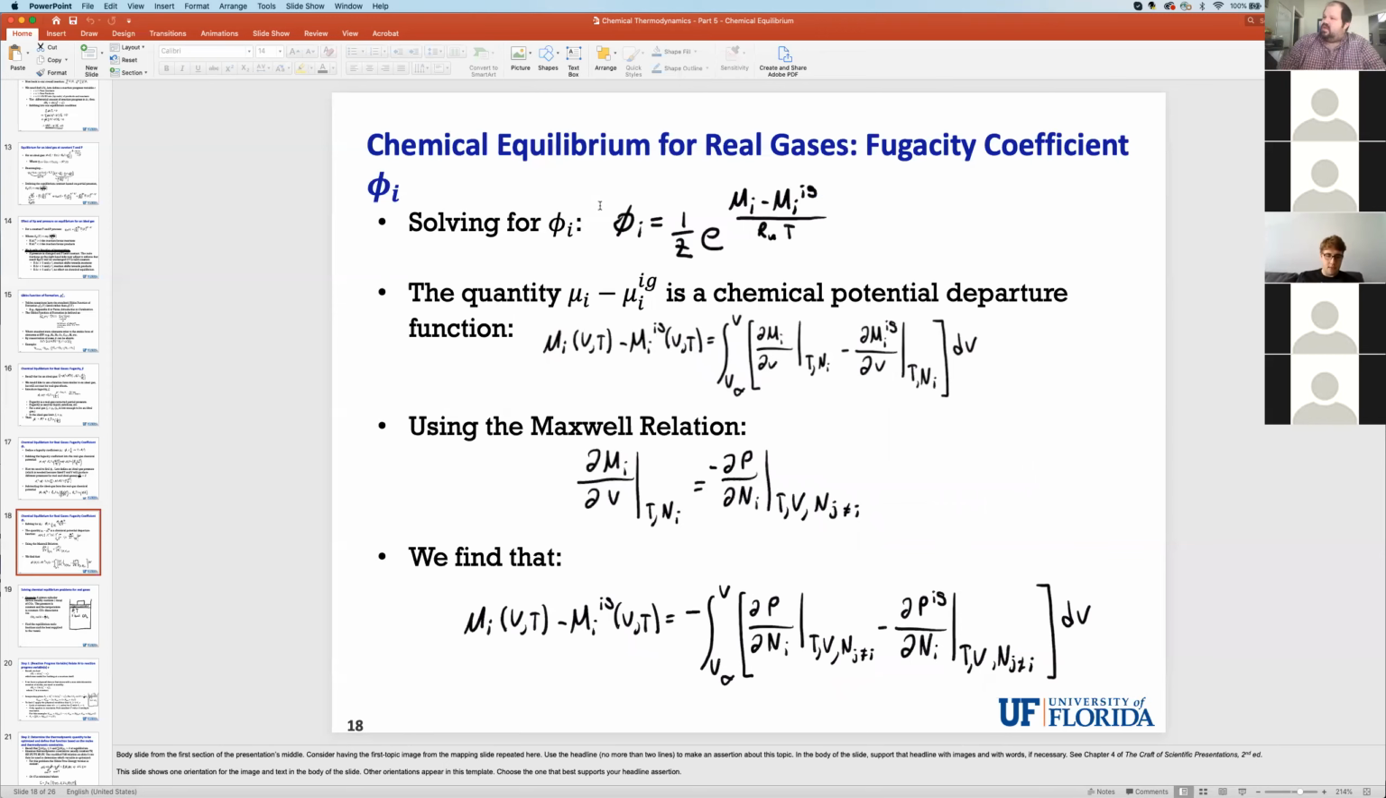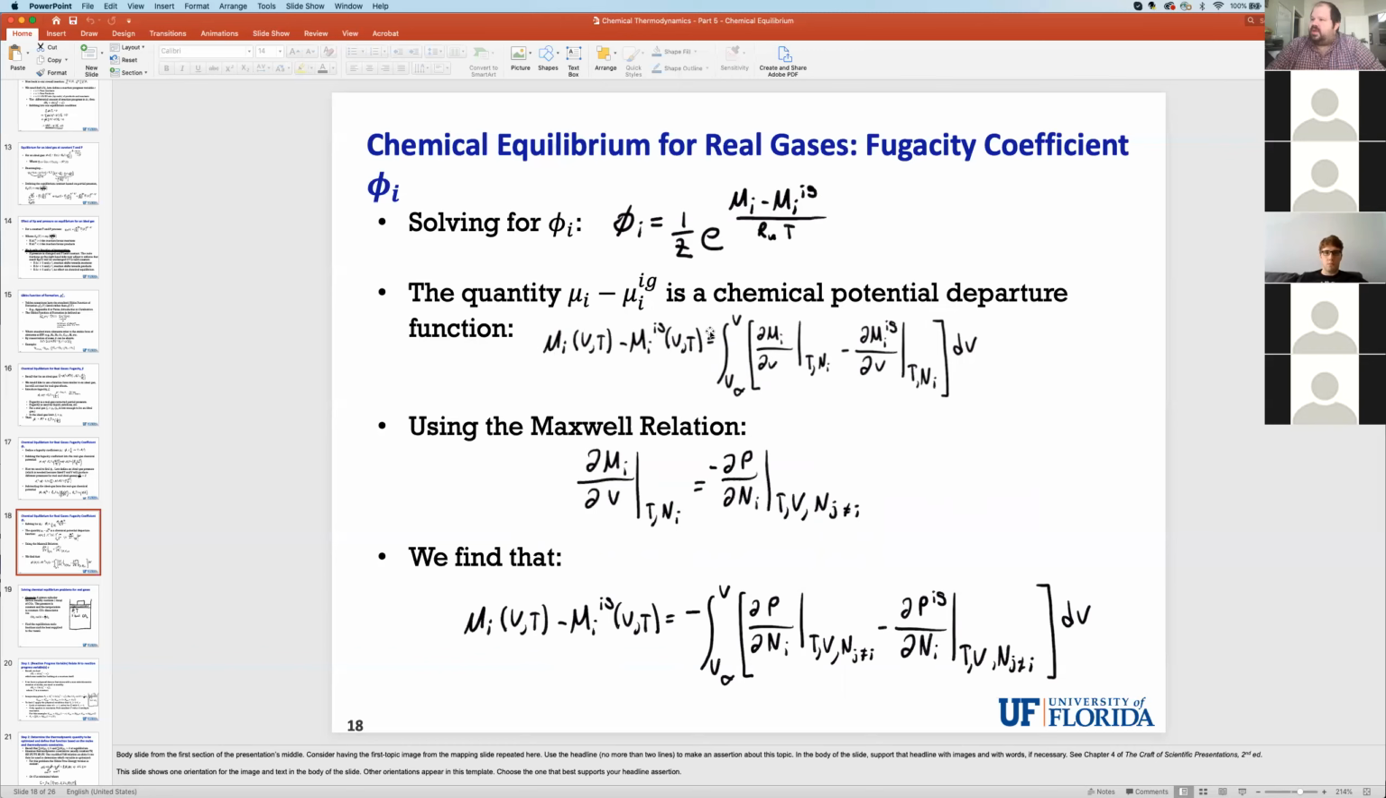So we get that the fugacity coefficient is just equal to 1 over the compressibility factor times the difference between the chemical potential of species i minus the ideal gas chemical potential for species i over RT. And so again, this quantity here is a chemical potential departure function, and we can evaluate it the same way that we did any other departure function.